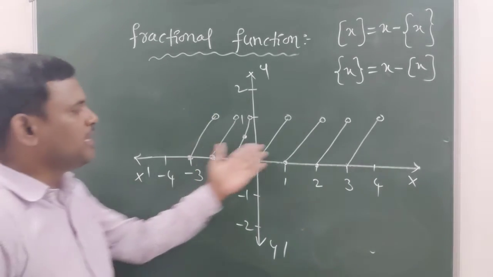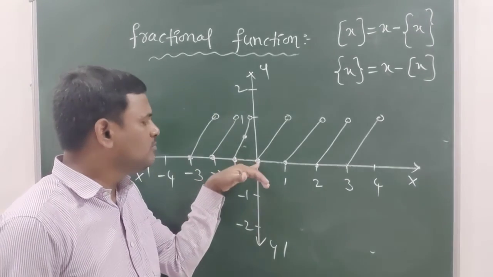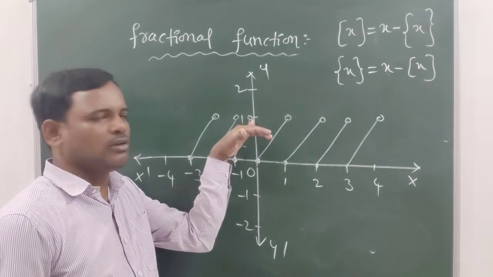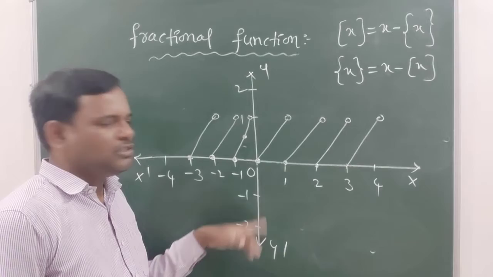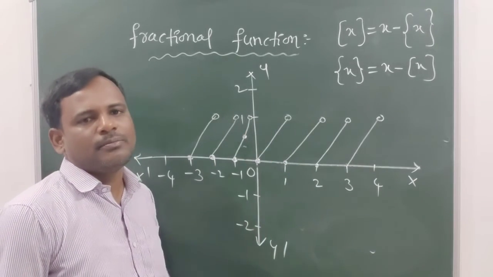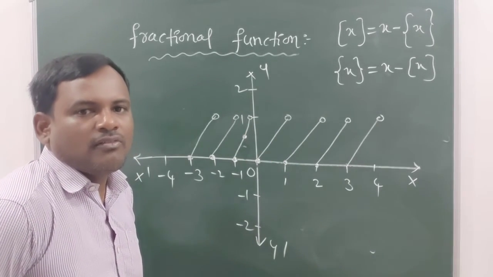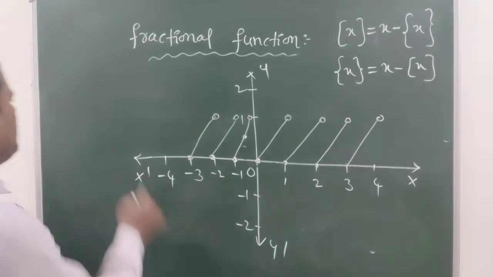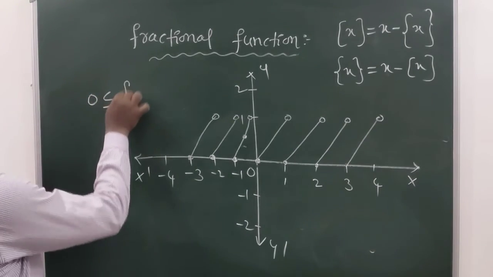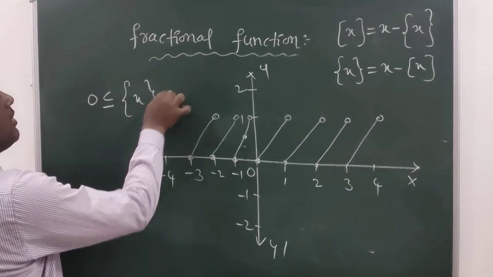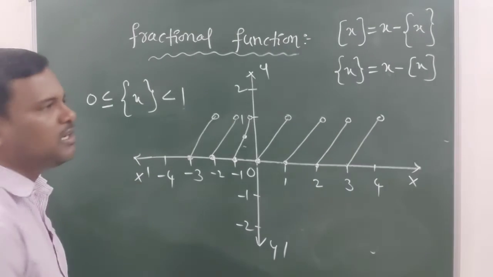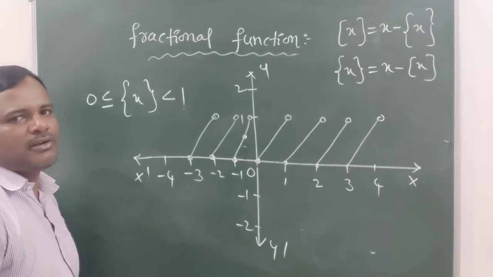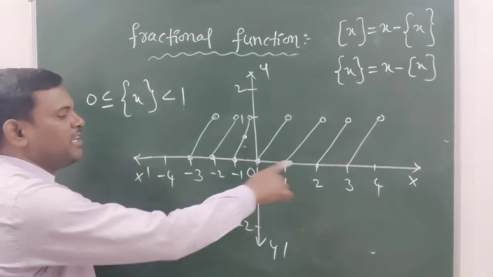How are we getting this range? Between 0 to 1. Here, this 0 is included in the range and 1 is not included. So 0 is less than or equal to the fractional part of x, which is less than 1. This is the range of the fractional part of a real number. Domain can be any real number.